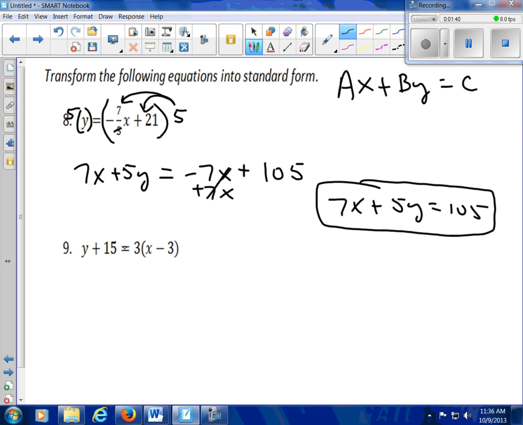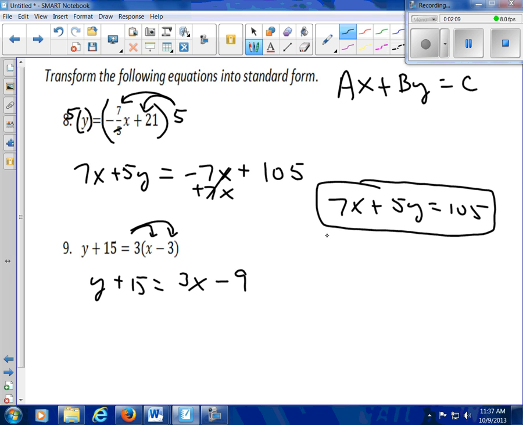Now number 9 is actually in point slope form. And there's no fractions, so it's a little easier. But if I had fractions, I get rid of my fractions the same way that I got rid of them in the above equation. Multiply by the lowest common denominator to get rid of your fractions. So for number 9, let's clean up the distributive property first. I've got y plus 15 equals 3x, and then 3 times negative 3 gives me negative 9.